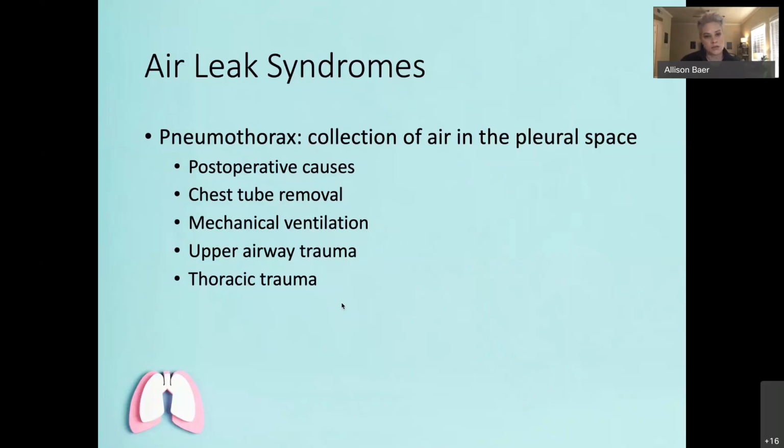You just took out a chest tube and maybe there's still some kind of communication where air is able to get in. Mechanical ventilation can cause this because if you are giving them too much pressure in their lungs, it can cause ruptures in the alveoli, which lets air out into the pleural space. Upper airway trauma and thoracic trauma. So if they have trauma to their airways, that can also cause rips, tears, things that can let air out into the pleural space or even the mediastinal space.